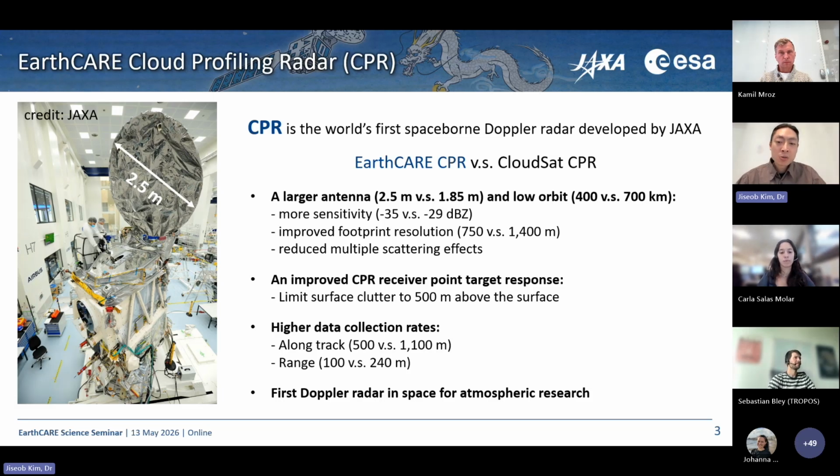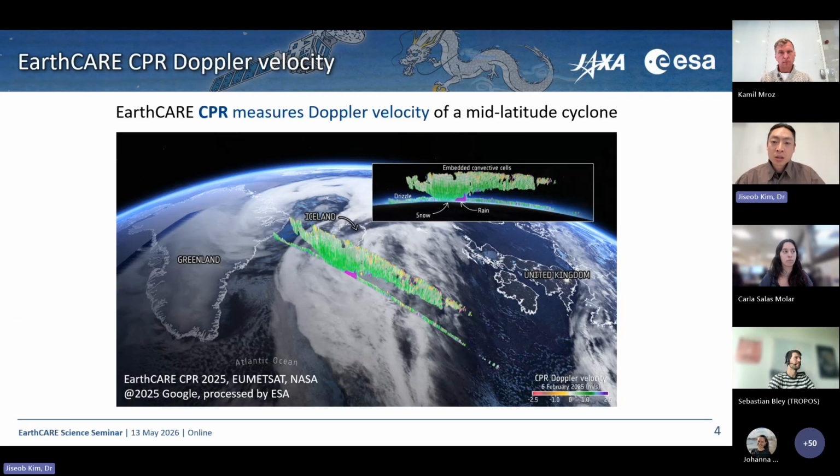So now we are observing the vertical motion of particles inside the cloud from space for the first time. The Doppler radar can provide the Doppler velocity, which measures whether the target is moving toward or away from the radar based on the phase shift of the radar signals. For cloud radars, that means we can observe both the fall velocity of hydrometeors and the vertical air motion.